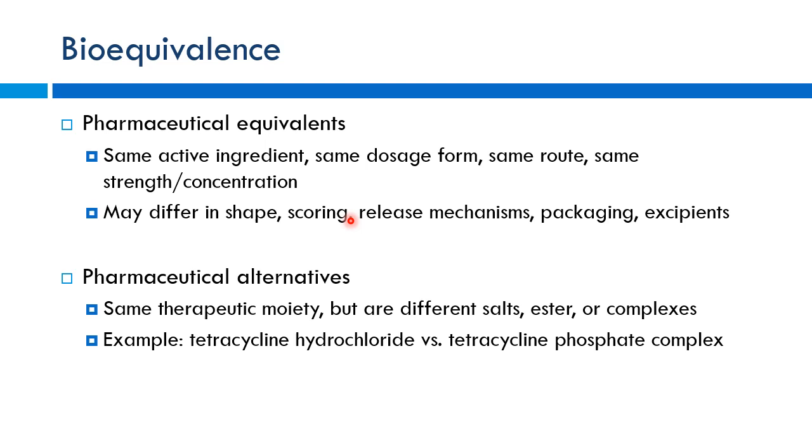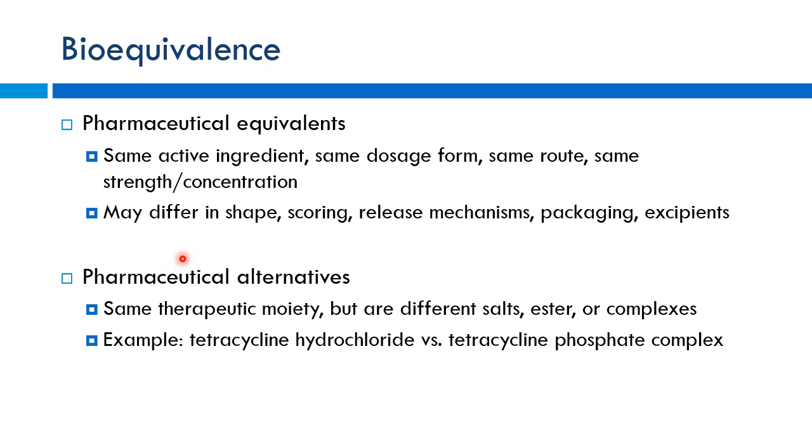If it has a mark in the middle of it, so you can pop it in half or something like that, that's scoring. A release mechanism, packaging, excipients, all those things. Excipients are just the other stuff that goes into a pill besides the actual active drug. So that would be pharmaceutical equivalent.